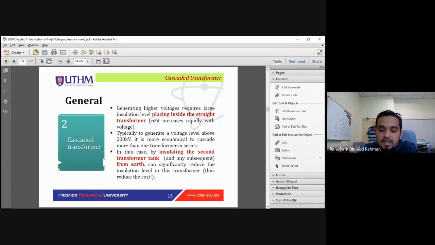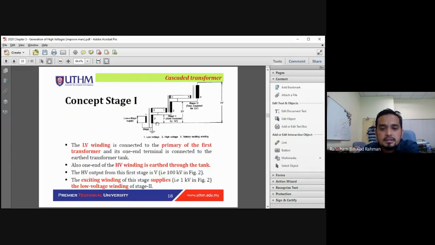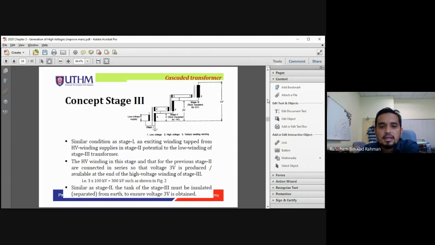Okay, cascaded transformer. Have a look at how we propose this one, how we cascade the single stage transformer into three, and at the end we obtain the output of V3. So this is the way for us to obtain a higher voltage value by using the cascaded transformer. You need to check the calculation and the circuit construction, how to construct this circuit in order to establish V1, V2, and V3.